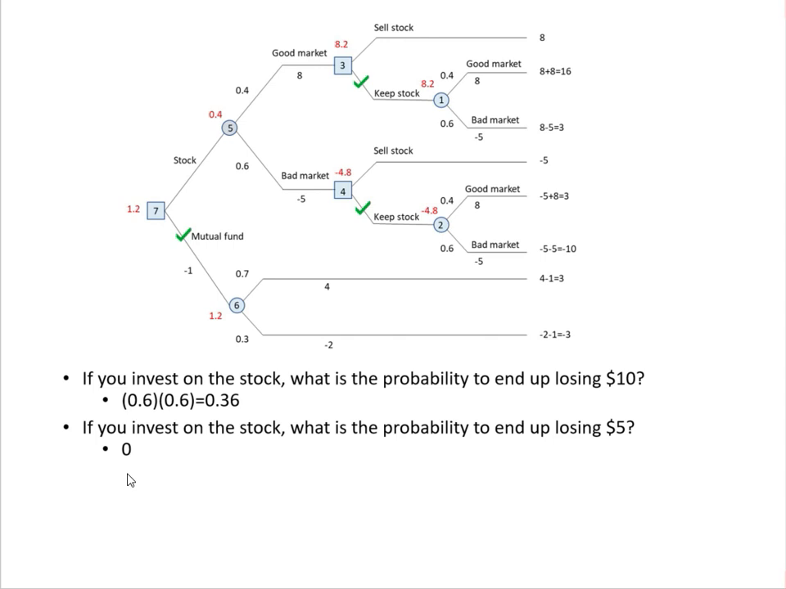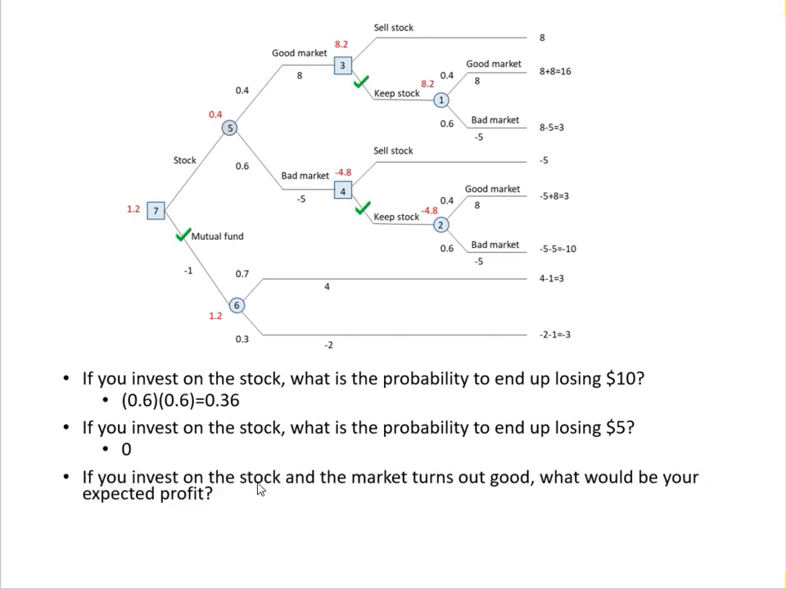Let's look at another one. If you invest on the stock and the market turns out good, what would be your expected profit? Okay, so it says if you invest on the stock, that means we're here, and then it says the market is good, that means it's here. Then it asks what's your expected profit. Okay, so if I'm here, what is my expected profit from this point onward? You don't need to calculate because the answer is over here. We already found it. It's 8.2.